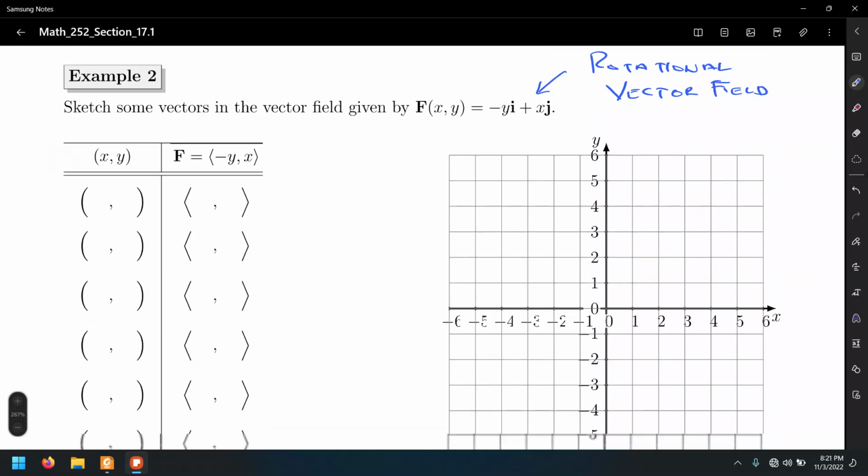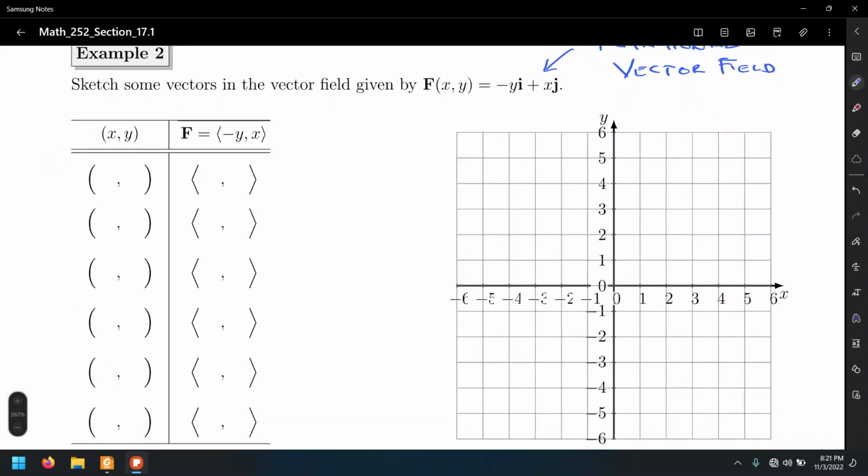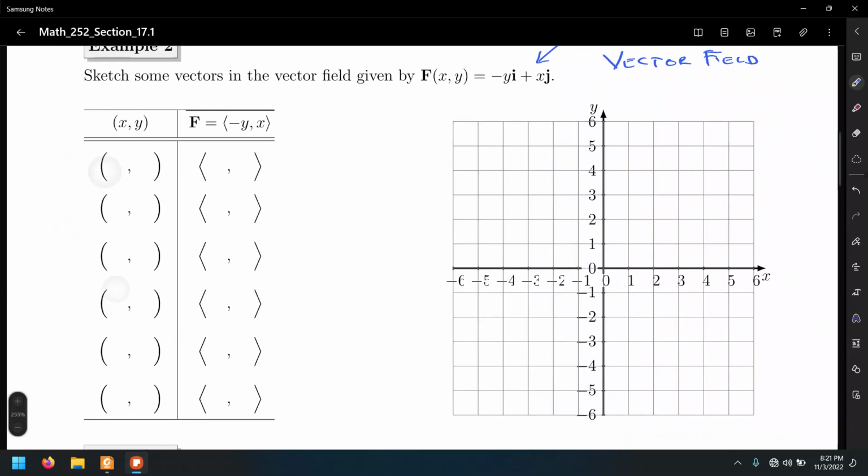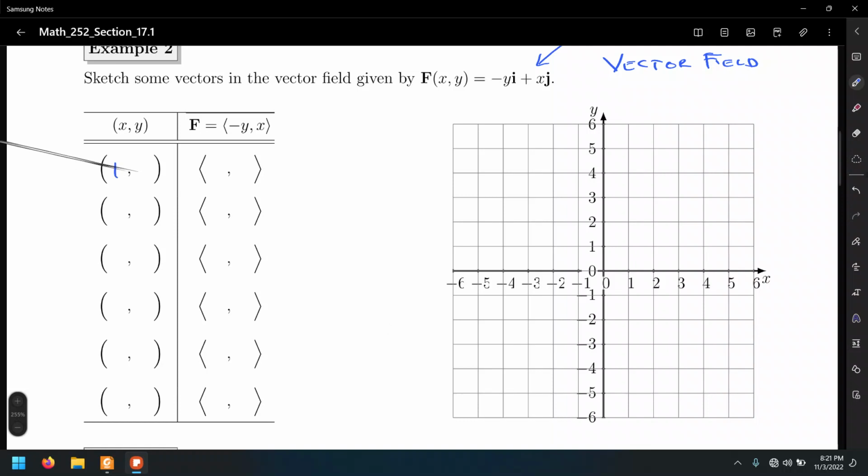Alright, you'll see why when you look at the shape that this is going to give rise to. And again, I'm going to plot some vectors at some random points, and I'm going to choose the points (1, 0), (0, 1), (2, 0), (0, 2), (-2, 0), (0, -2).